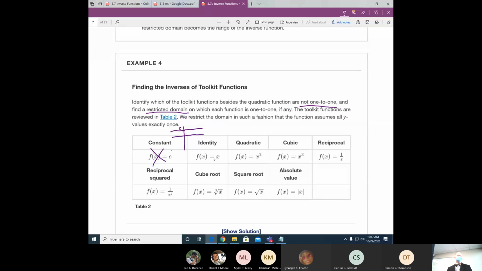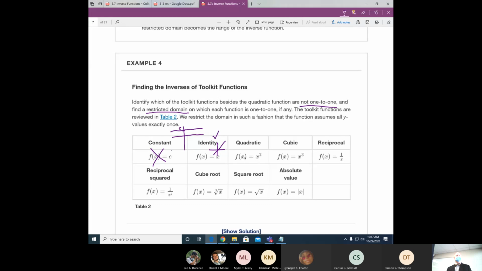This one, for every value of x, I get x back. Well, that's essentially a diagonal line. And yes, I do, for different x, I get the new value of x. Yes, this is 1 to 1.